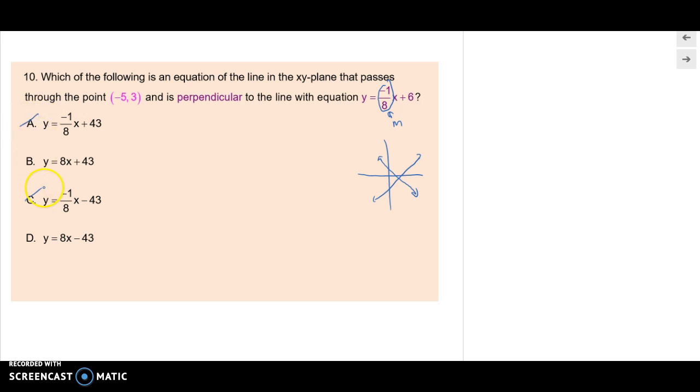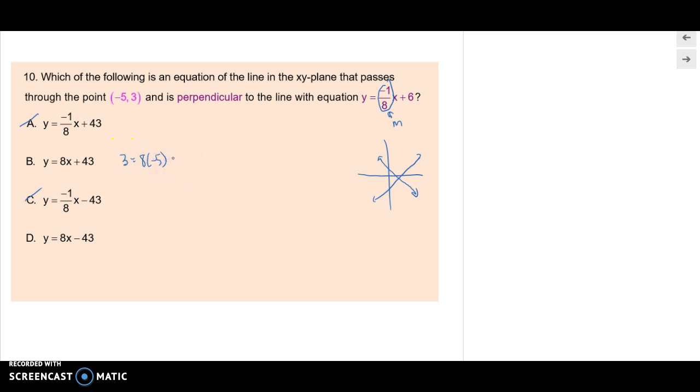And so A and C are not going to be legitimate choices. And so now what I'm left with are either B or D, which look almost identical, but a different sign in the y-intercept. Let's take our point negative 5, 3 and see which one actually works out. So I'm going to take the 3 and plug it into here.